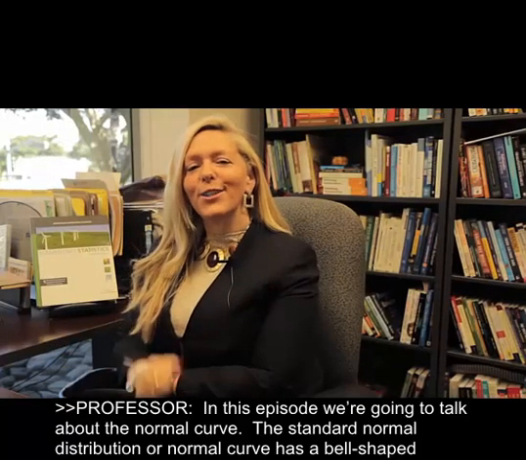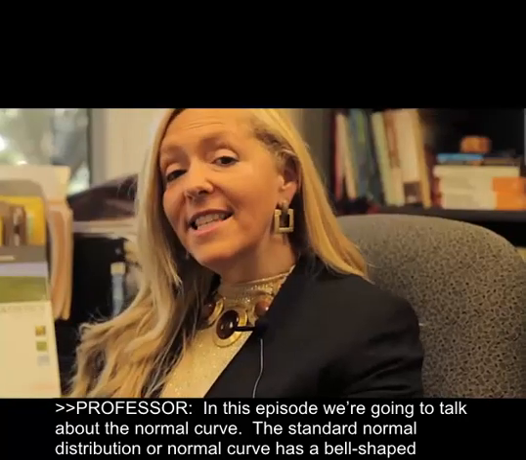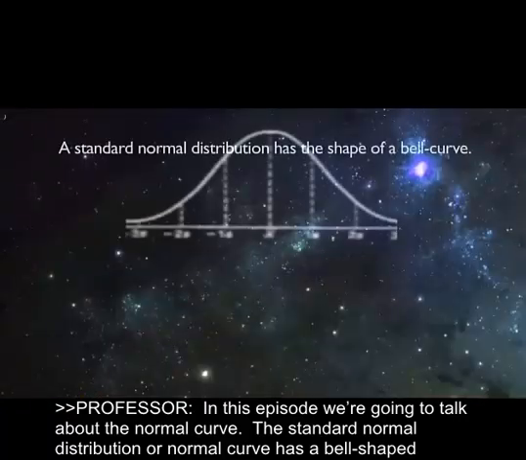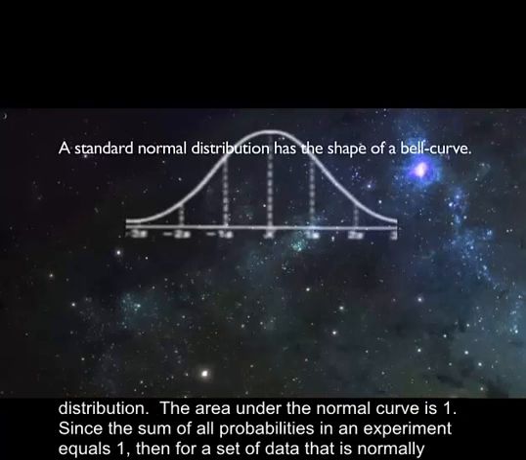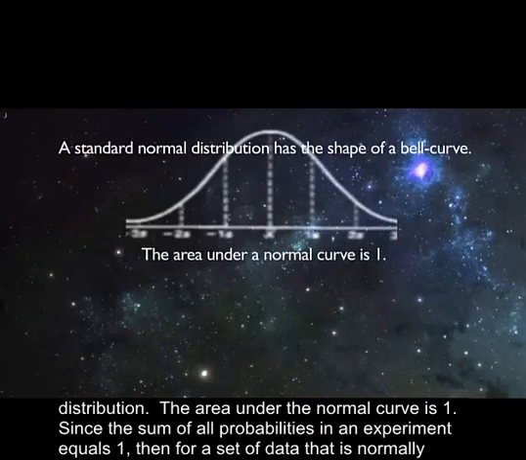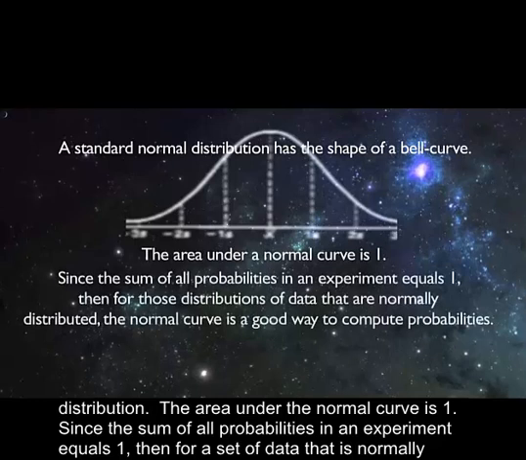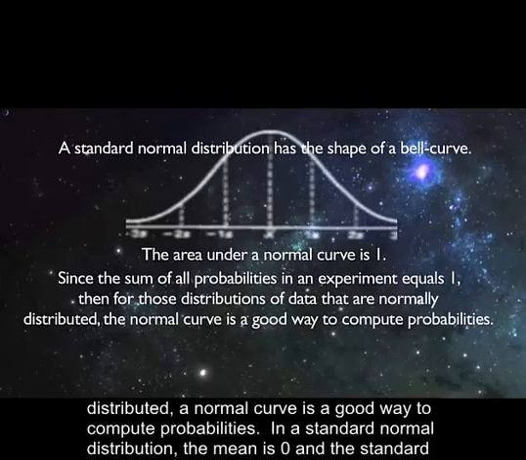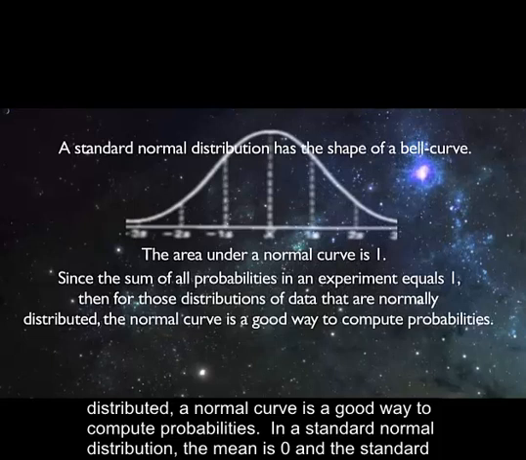In this episode, we're going to talk about the normal curve. The standard normal distribution, or normal curve, has a bell-shaped distribution. The area under the normal curve is 1. Since the sum of all probabilities in an experiment equals 1, then for a set of data that is normally distributed, a normal curve is a good way to compute probabilities.